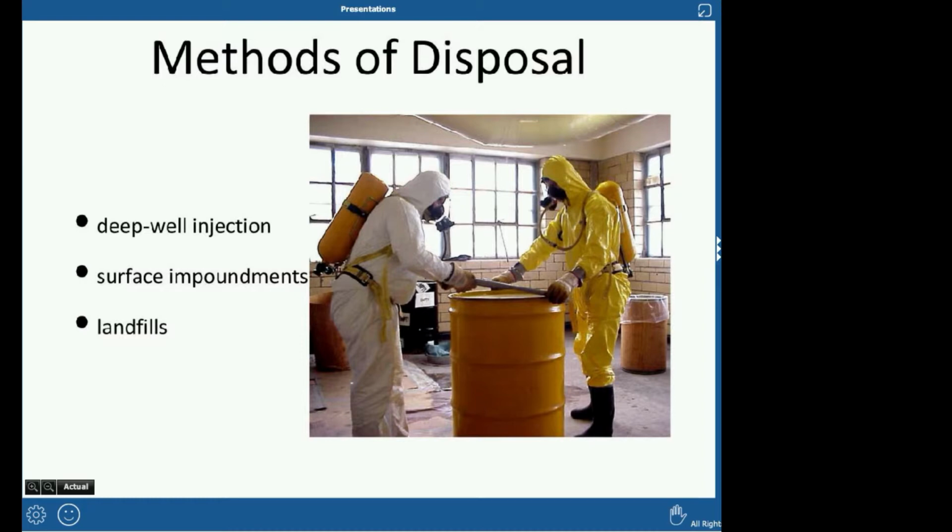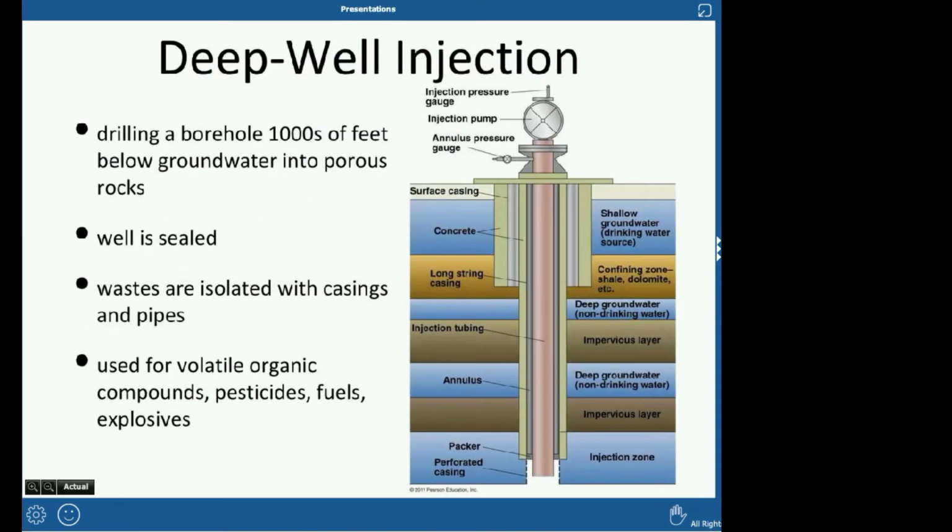So how do we get rid of these things? We have these chemicals. Sometimes they're necessary, like in industry and things like that. So how do we get rid of them? Deep well injection, surface impoundments, and landfills are the three most common legal ways of getting rid of these things. With deep well injection, you drill a very deep hole below the groundwater into rock.